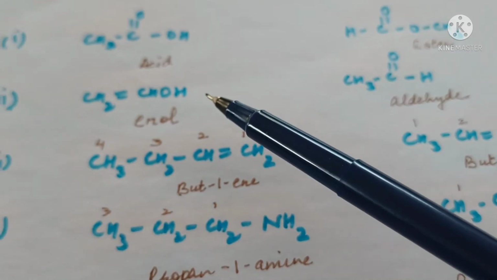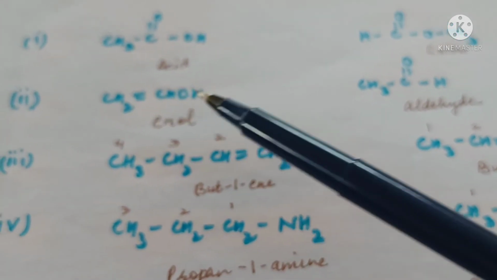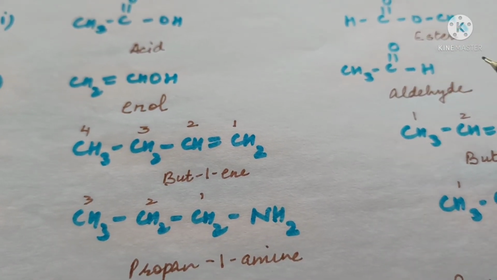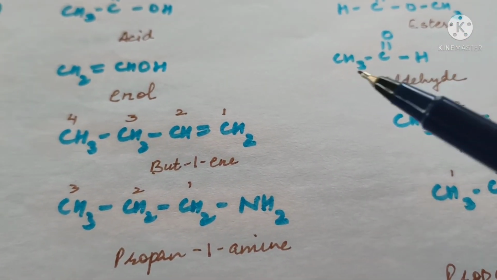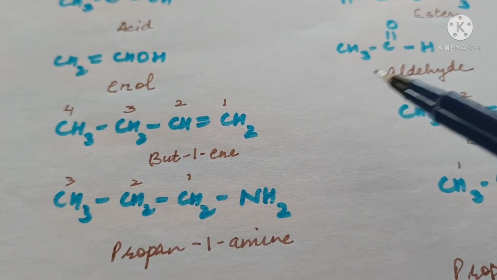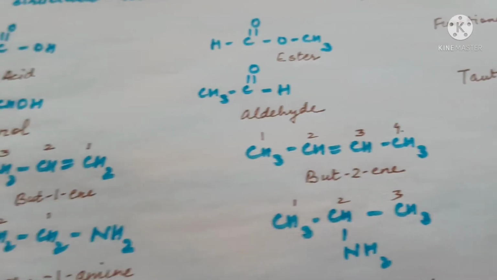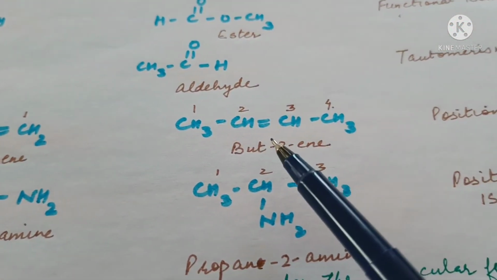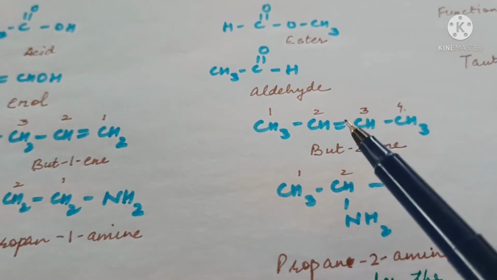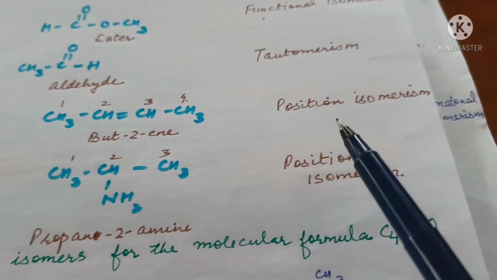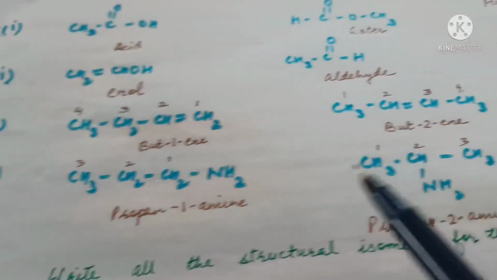In this case, the first compound A has a double bond and an alcoholic group, whereas the second compound has an aldehyde group. So these are tautomers. They can exist simultaneously and in dynamic equilibrium. So the phenomenon shown is tautomerism. This is but-1-ene, whereas this compound is but-2-ene. The difference arises in the position of the double bond. So this kind of isomerism is called position isomerism.